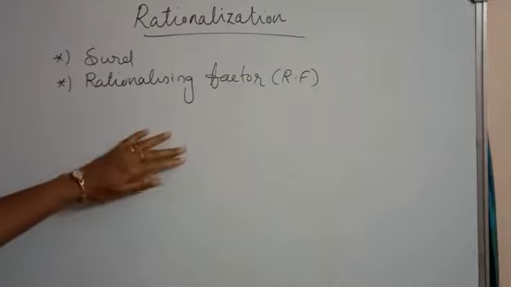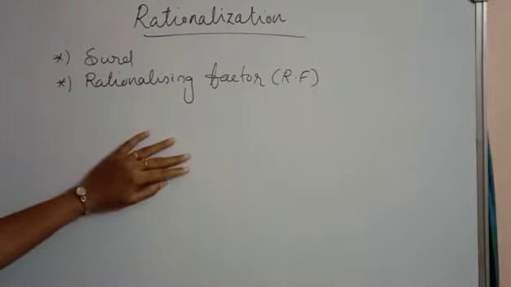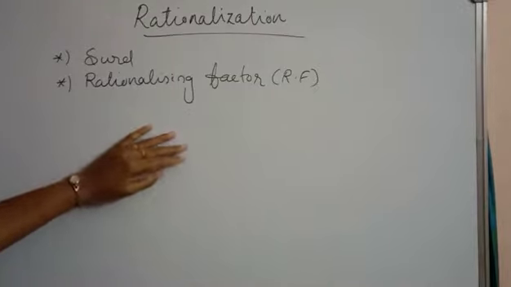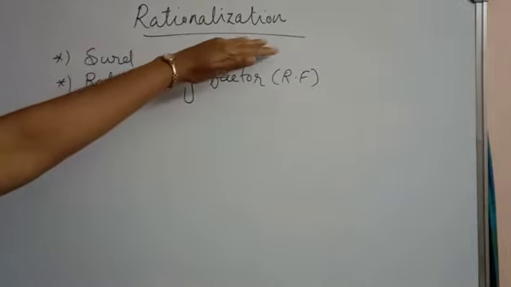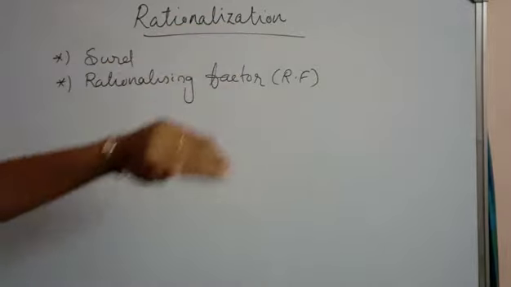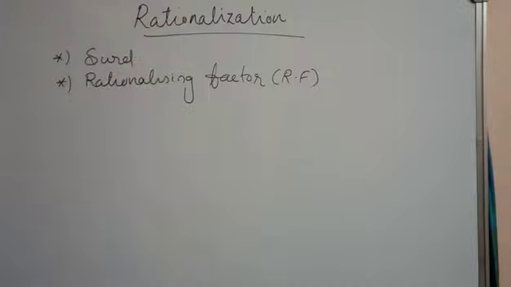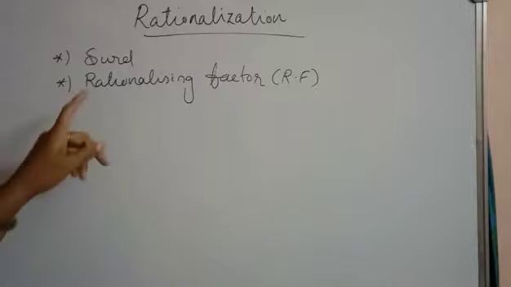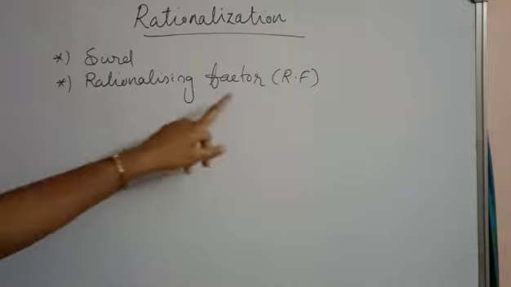We have studied rational and irrational numbers in the previous class. So here let's discuss rationalization. And what is rationalization? The process of rationalizing a surd by multiplying it with its rationalizing factor is called rationalization. So here you are finding two new words, that is a surd as well as a rationalizing factor.